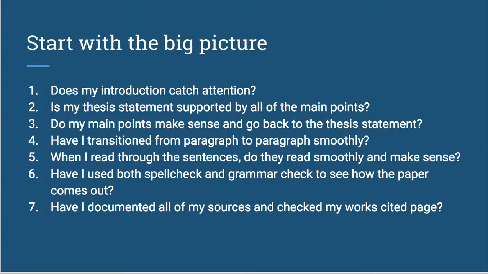Number three, do your main points make sense? Again, look at your thesis statement and go back through your main points. Are they connected? And is it clear that they're connected?